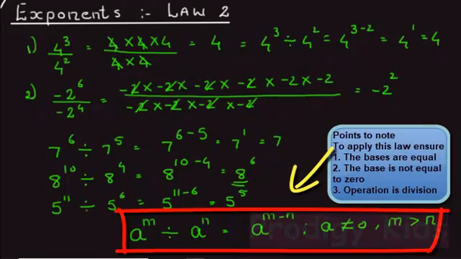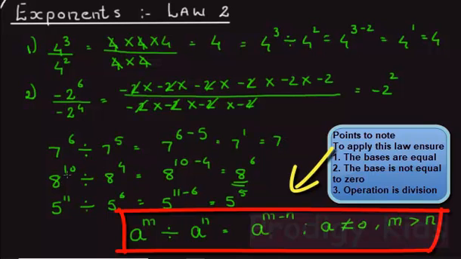So let me recap the session once again. Law 2 says a raised to m divided by a raised to n, we get a raised to m minus n, where a is not equal to 0 and m is greater than n. So what if we have to divide 7 raised to 6 divided by 7 raised to 5, which gives us 7 raised to 6 minus 5, which is 7 raised to 1, which is 7.